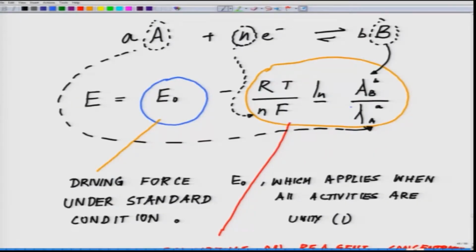Now, if you look at this term, what does this term stand for? And actually, this is in volts, okay, this is in volts. Now, what about this term? How is this term in volts or anything? Okay, so we will talk about it now.